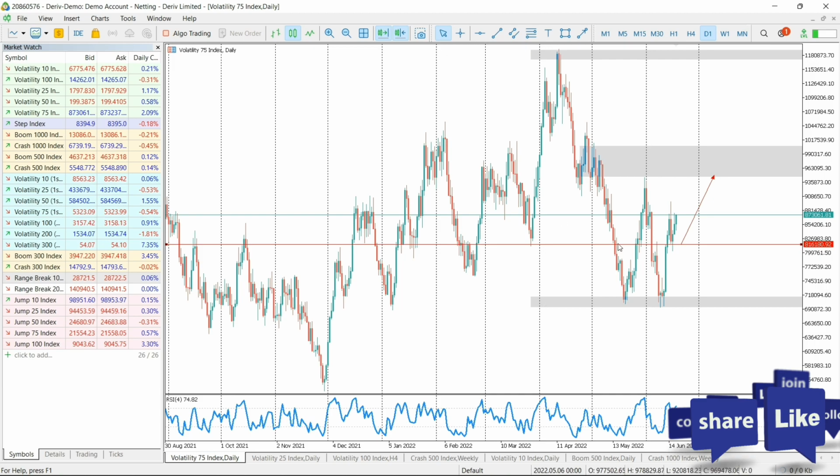So currently I'm on my daily time frame, and if you look at the structure here, if I pull up my arrow, you can see that it likes to follow market structure. You can see an impulse move, a correction, another impulse move, and also a correction here till we get to this level.